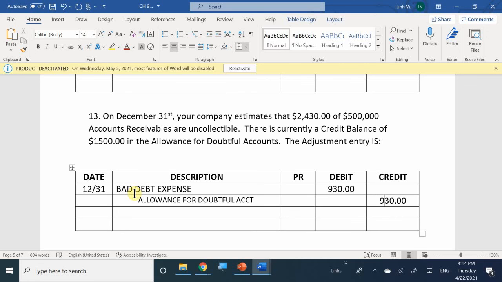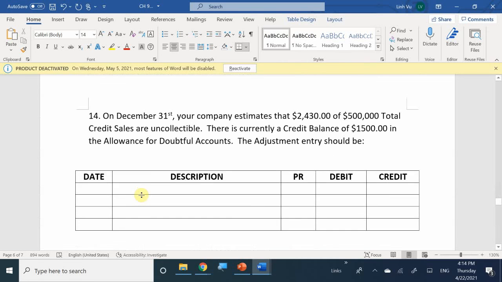Okay. So, last question, but not least. This time, on December 31st, your company has estimated that 2,430 of a $500,000 total credit sales are uncollectible. And there's currently a credit balance of 1,500 in the allowance for doubtful accounts. What is your adjustment?